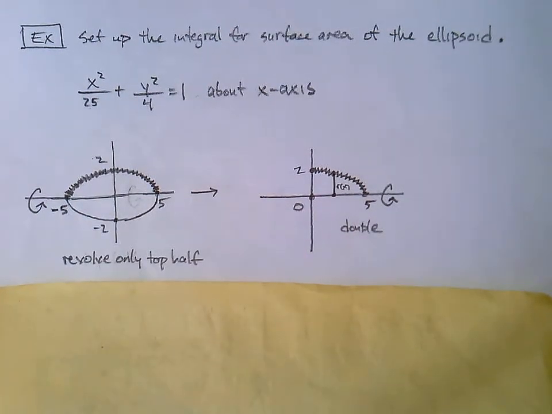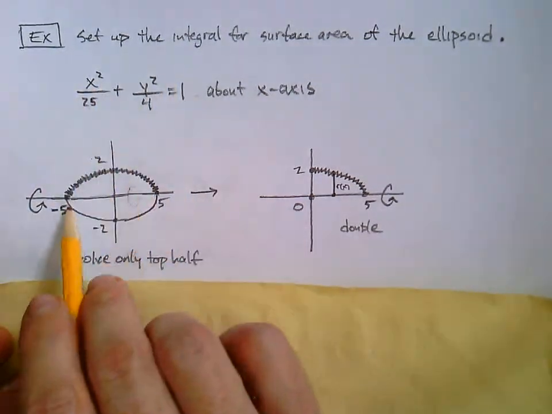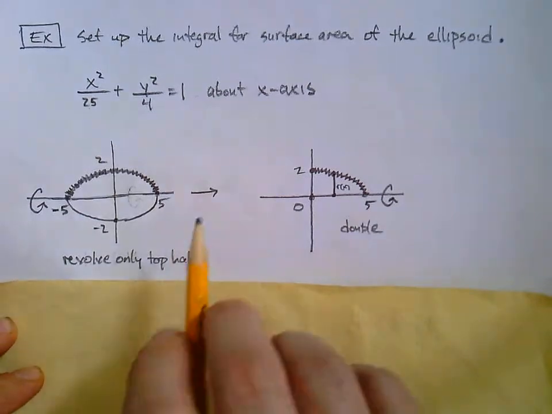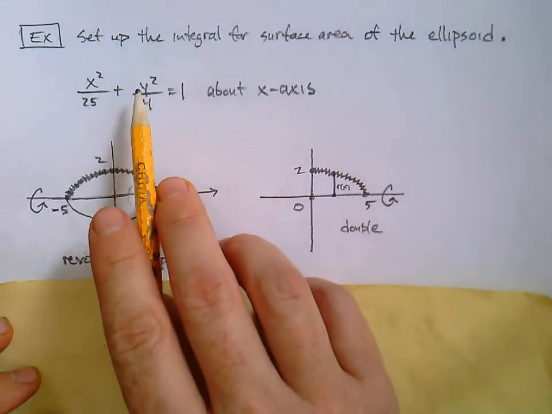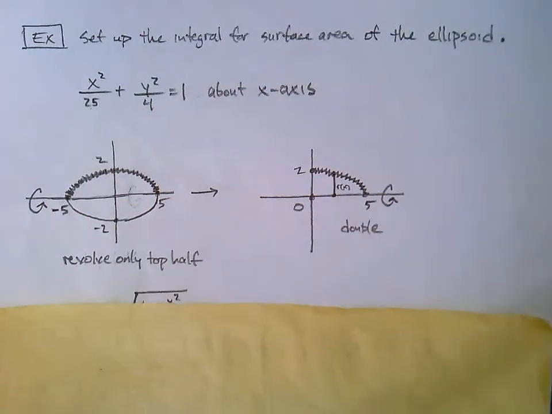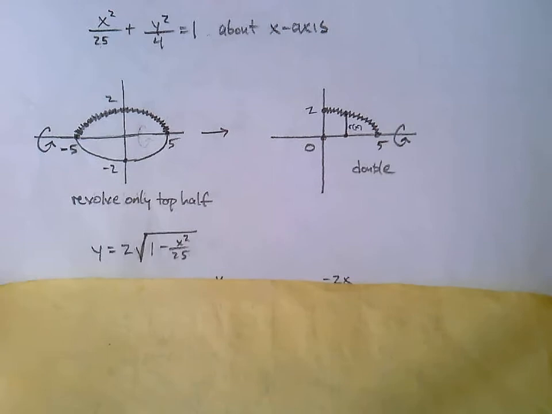Now keep in mind, we're only going to set up this integral. That's all they're asking us for. So how are we going to do this? Okay, in this case, they gave us the equation of that ellipse. So to get the equation of the upper half, we need to solve for y. So that's the first thing we're going to do, and I just went right to it. Taking that equation of the ellipse, solving for y.